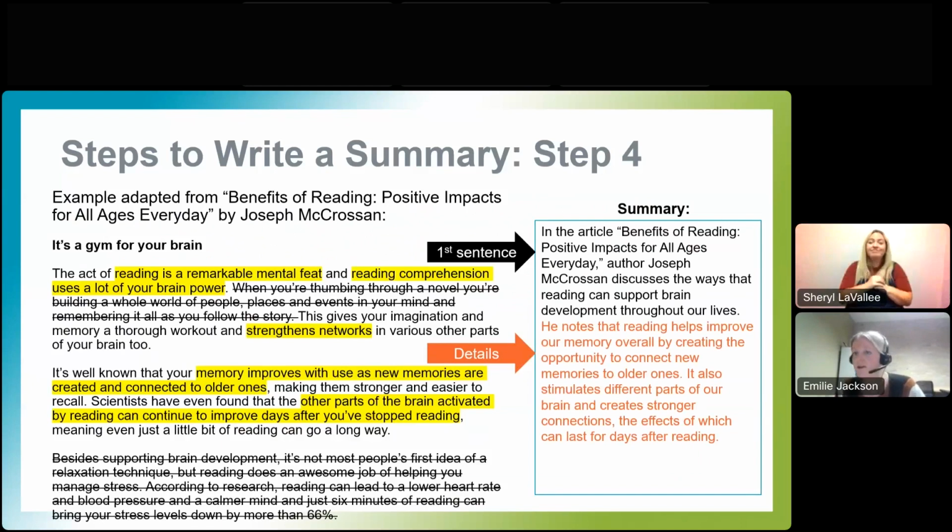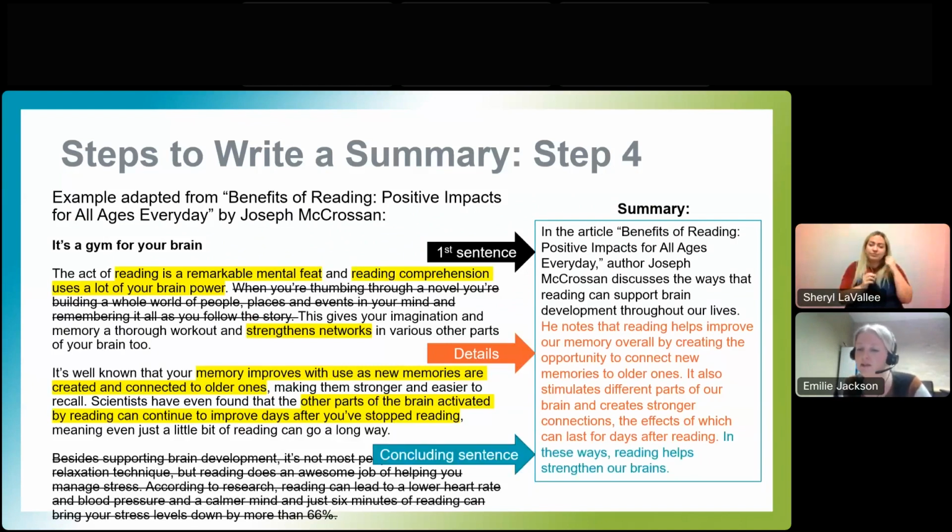The details, the way that I wrote this in my own voice and included the most relevant details was, he notes that reading helps improve our memory overall by creating the opportunity to connect new memories to older ones. It also stimulates different parts of our brain and creates stronger connections, the effect of which can last for days after reading. And a concluding sentence, in these ways, reading helps strengthen our brain. So it connects, again, that circle back to the main idea to remind your reader what you were talking about in the first place.